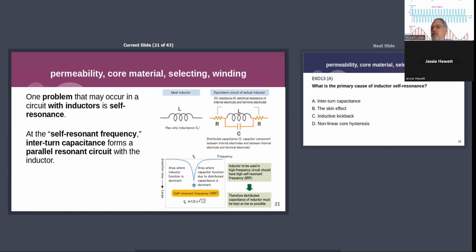Now, another problem you have with inductors is self-resonance, because like most things in the world, everything has some stray capacitance. When you wind a coil, the spacing between the turns acts like a dielectric, like two plates. So you have an electric field and it becomes a capacitor.